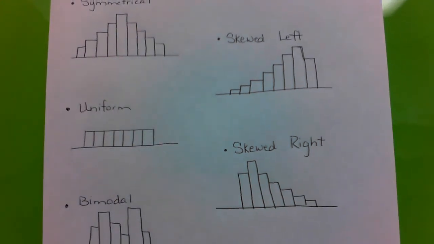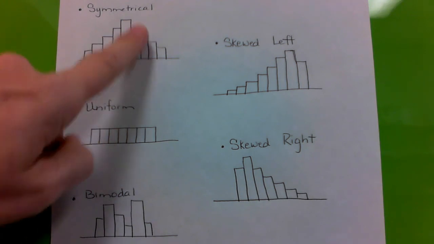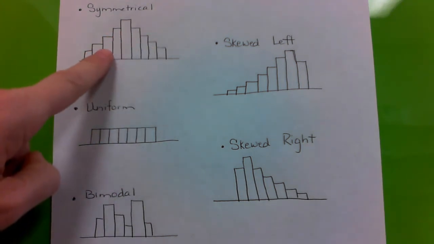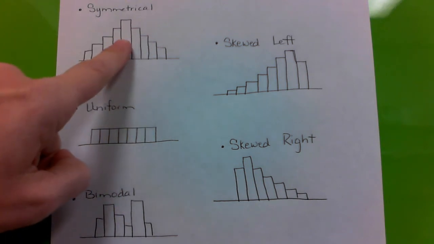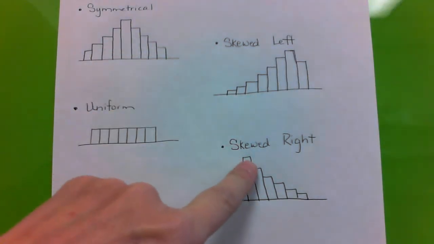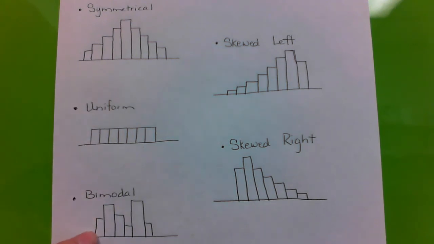All right, so I've already constructed all the different types of distribution shapes that we talked about in Chapter 2. Here is a symmetrical, which is more or less the same on both sides if you were to fold this in half. We have skewed left and skewed right. We have uniform, and then we have bimodal.